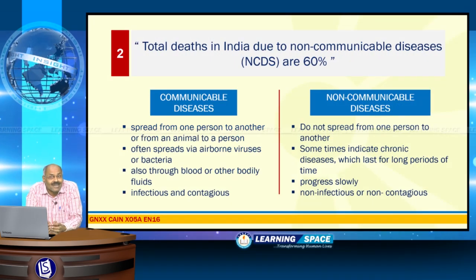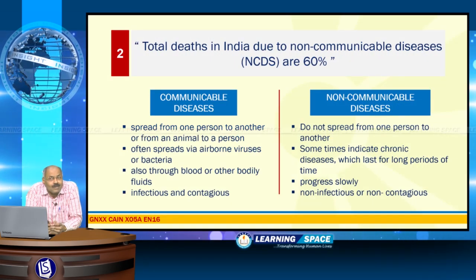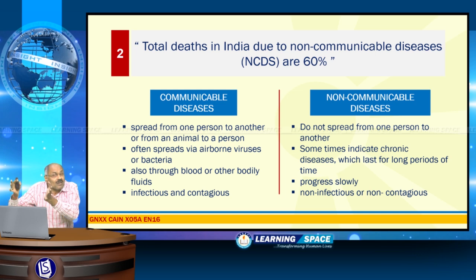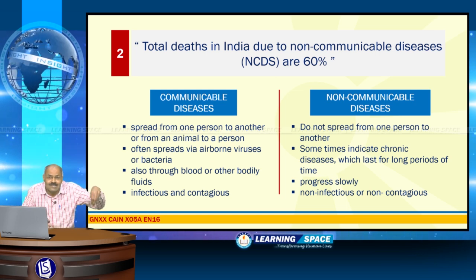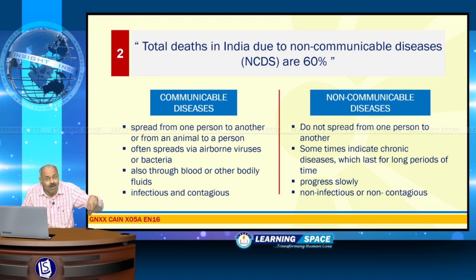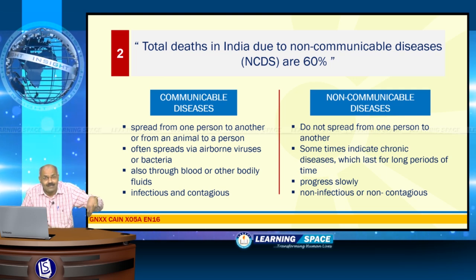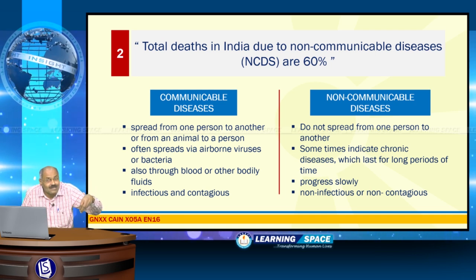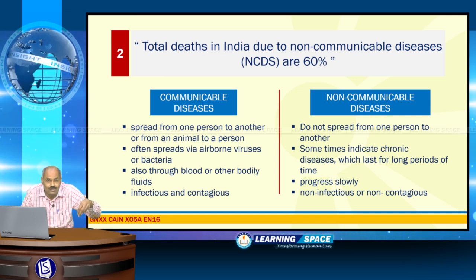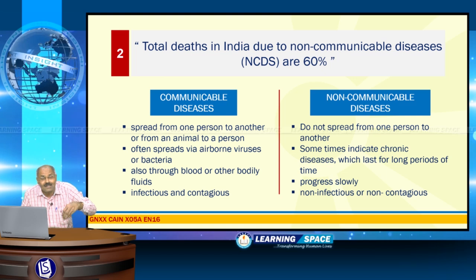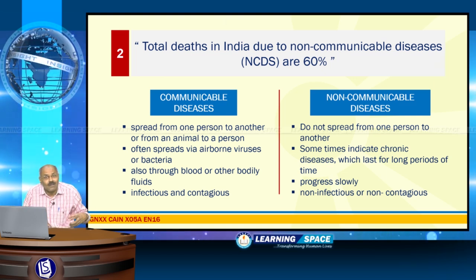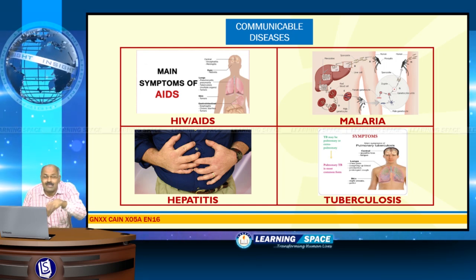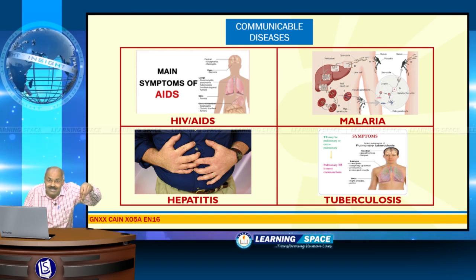Look at the next one. Total deaths in India due to non-communicable diseases are 60%. What is the difference between communicable diseases and non-communicable diseases? Communicable diseases spread from one person to another person or from an animal to a person, and they are spread through airborne viruses or bacteria. Sometimes they are spread through bodily fluids also. They are infectious, contagious, that means spread from one person to other person. If you look at examples, AIDS is one such example, then malaria, tuberculosis, these are all examples of communicable diseases.